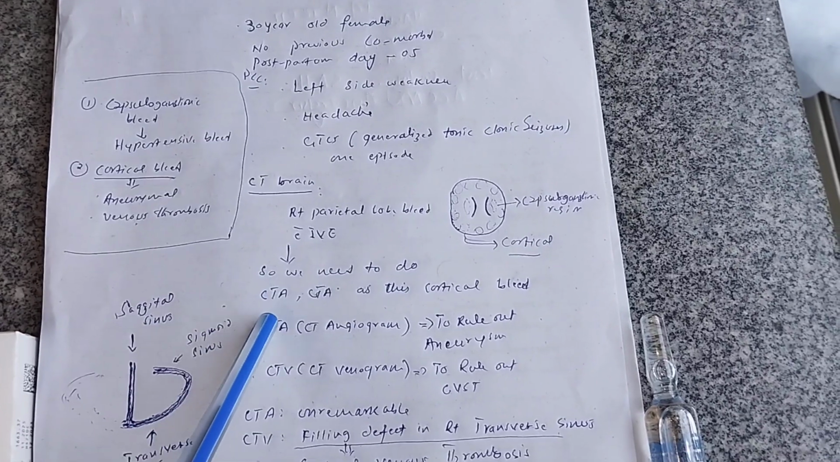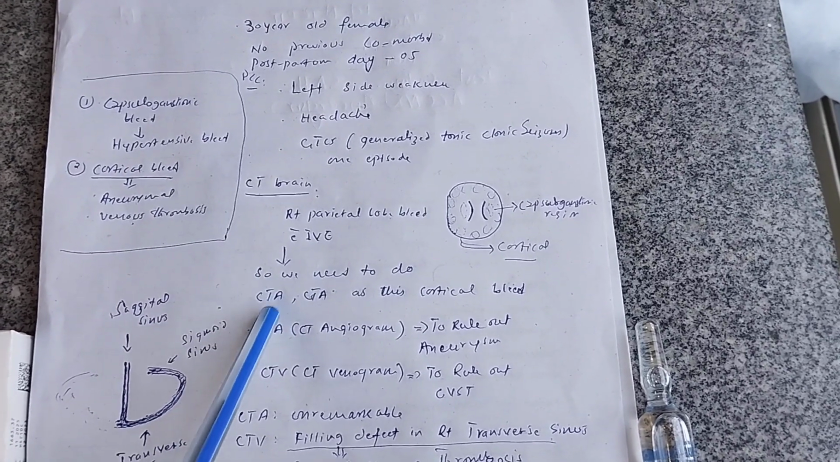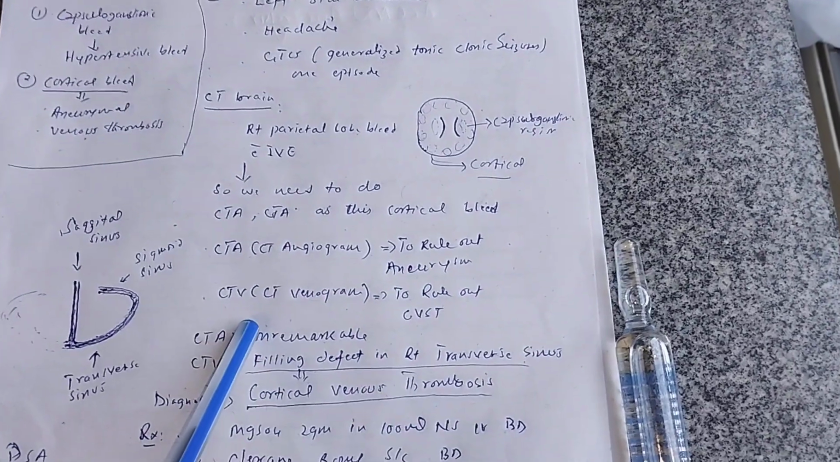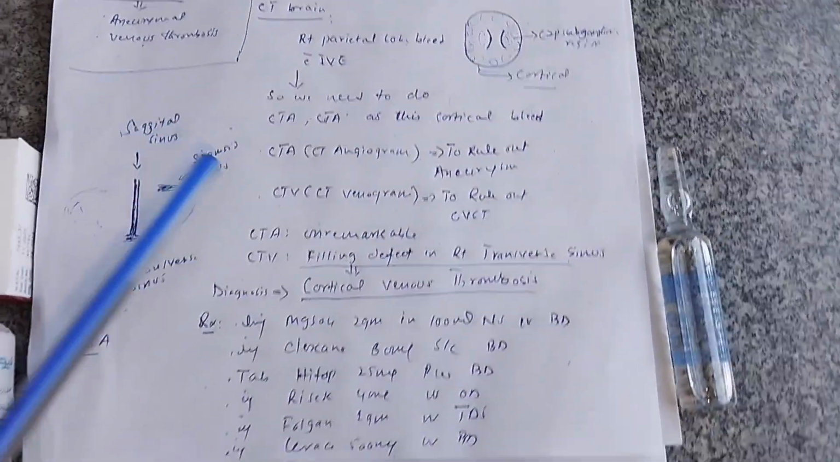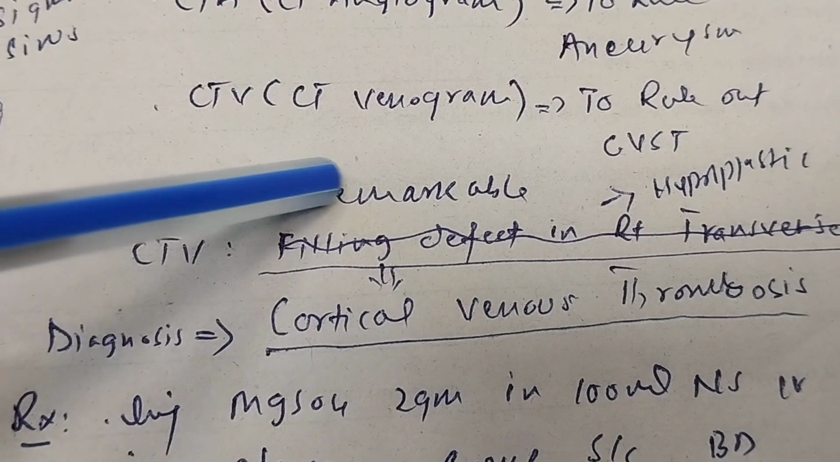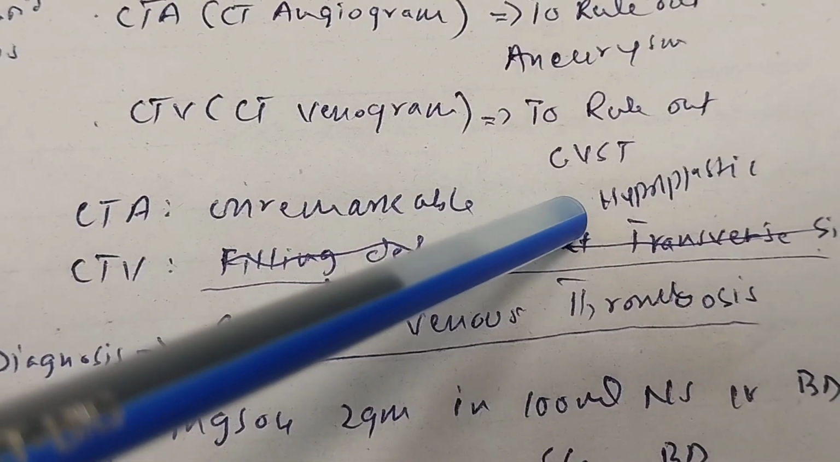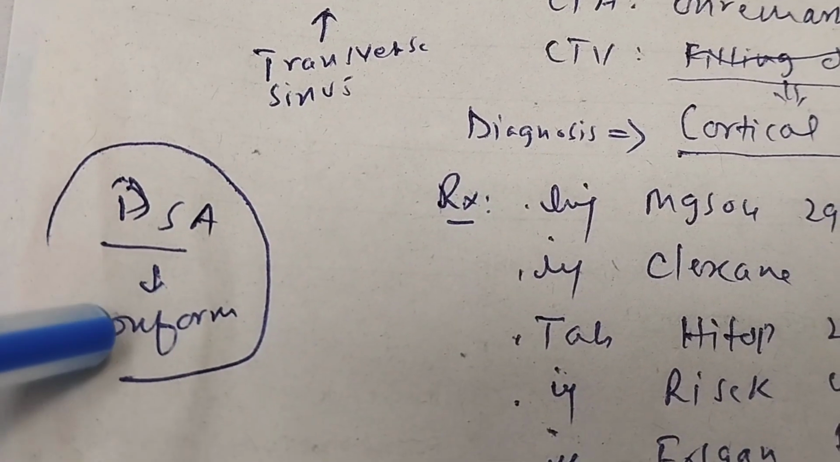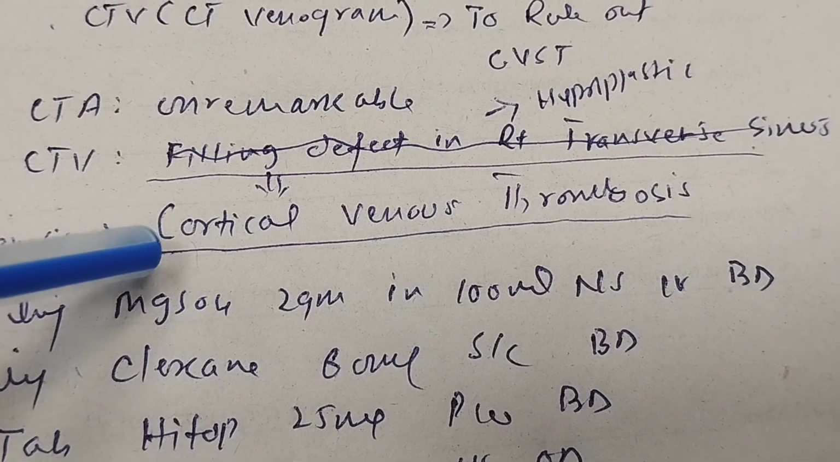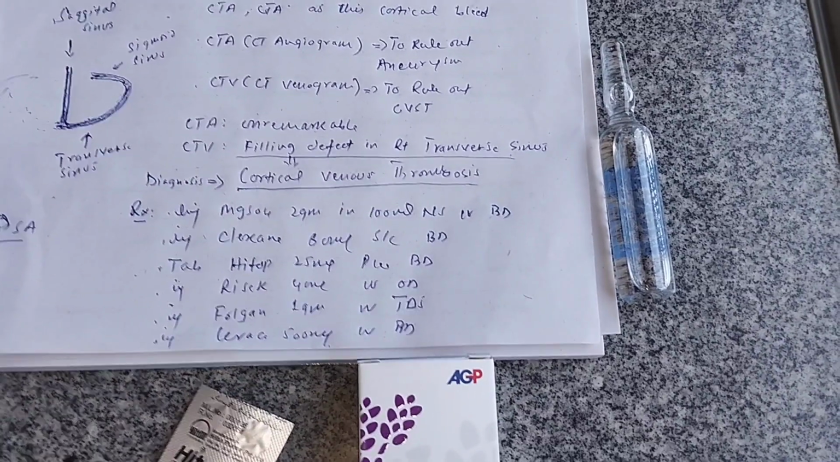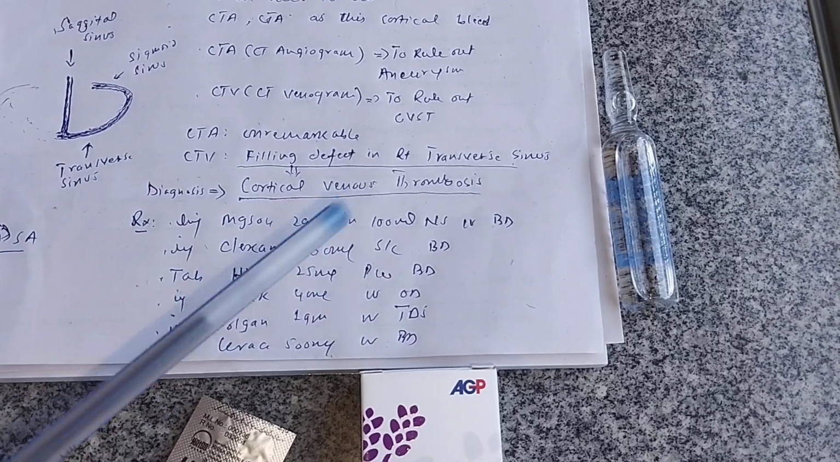And as I say, whenever we see the cortical bleed, we will do CT angiogram and CT venogram. CT angiogram to rule out aneurysm and CT venogram to rule out CVST. In this patient we did CTA, CTA was unremarkable, and on CTV there was hypoplasticity. So then we did DSA. On DSA there was thrombosis in the cortical vein, where we diagnosed cortical venous thrombosis. And this patient was having GTCS, generalized tonic-clonic seizures, and headache.